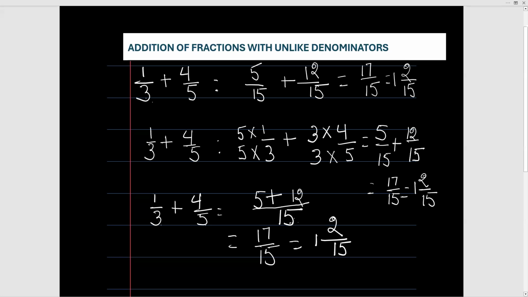This is how easily you can add fractions that do not have the same denominator. Okay, so I hope now you understand how you can easily add fractions that do not share the same denominator. All right, so we may do a couple of exercises, and then we will let you ask a question if you have one. Okay, let's do a couple of exercises.